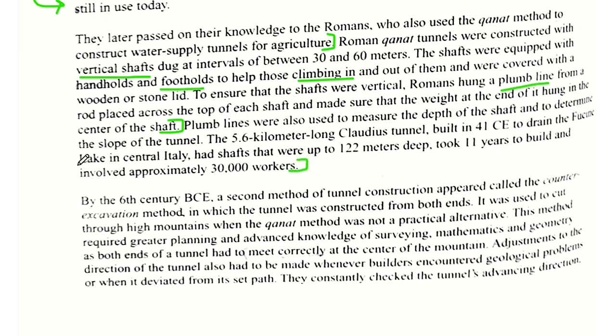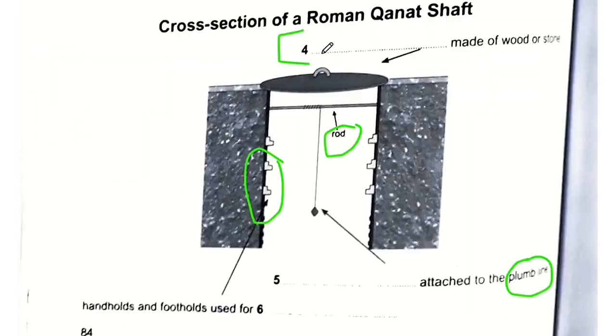And here they are speaking about the Claudius tunnel. Looking at the question, you can see cross section of the Roman conduct method. Dash was made of wood or stone. Handholds and footholds were used for climbing. You already saw that in the paragraph. Dash was attached to the plumb line. So we'll be looking at the paragraph.